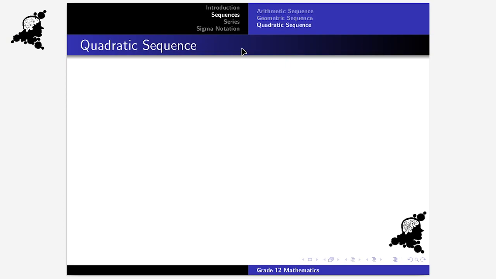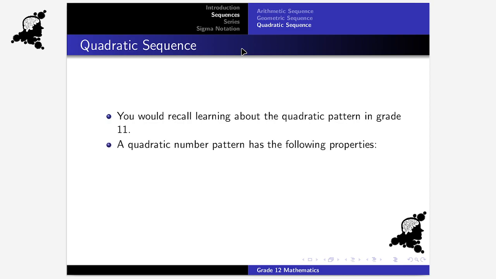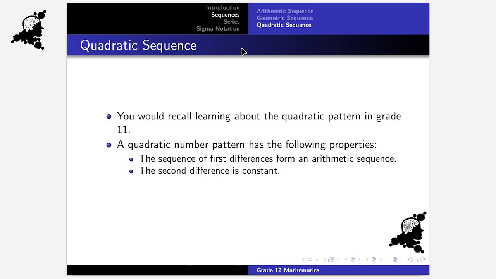Now we're going to talk about the quadratic sequence, the quadratic pattern, the one you remember from grade 11. Right, a quadratic pattern. This is a pattern with the following properties. The sequence of first differences forms an arithmetic sequence. The second difference is constant. So basically a quadratic sequence is like a linear sequence in a sense that it has a difference, but now it has a second difference. And the second difference is constant. First difference always forms an arithmetic sequence.